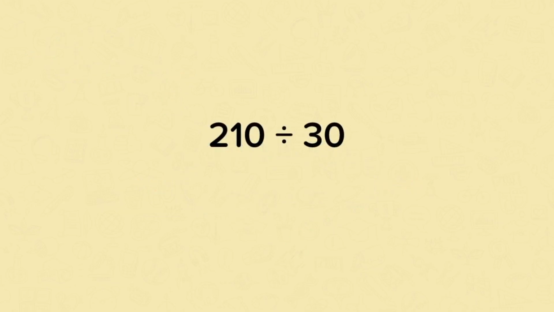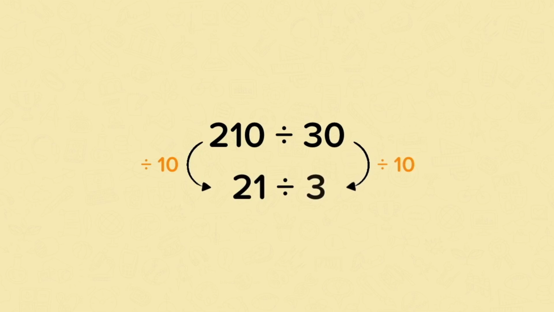Let's look at some different numbers. We need to work out 210 divided by 30. 210 and 30 are both multiples of 10. So we can divide them by 10. This gives 21 divided by 3, which equals 7.